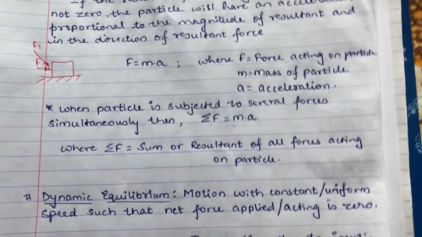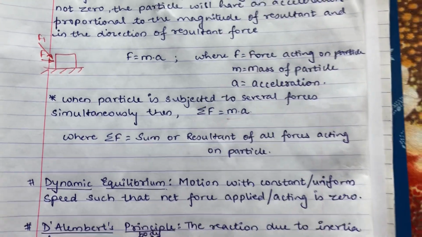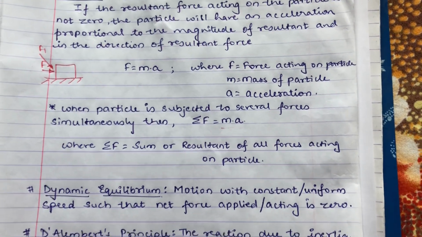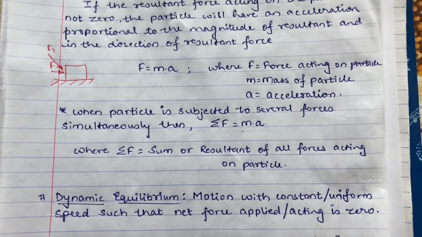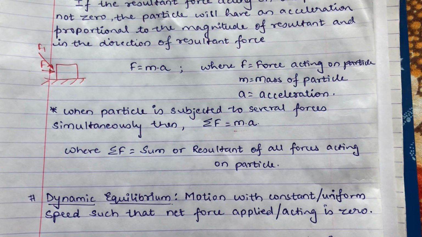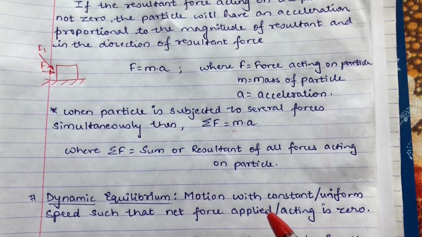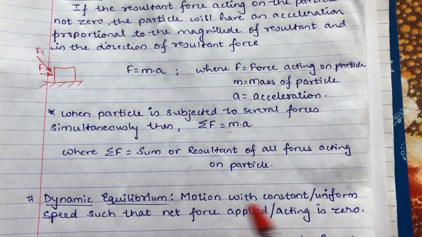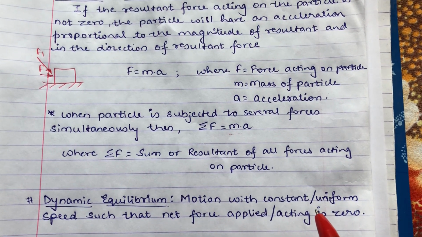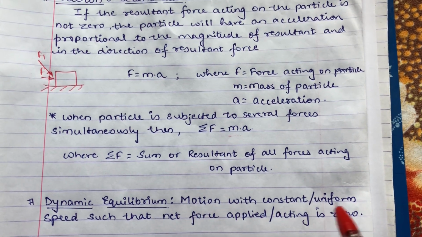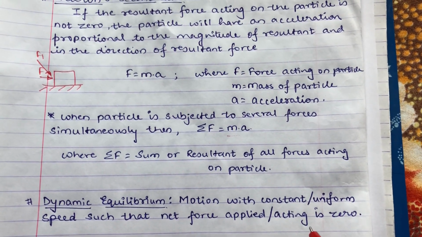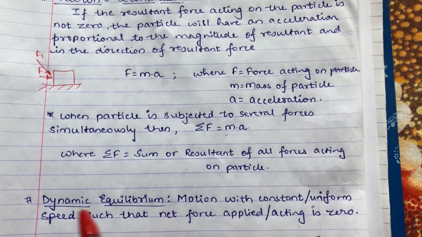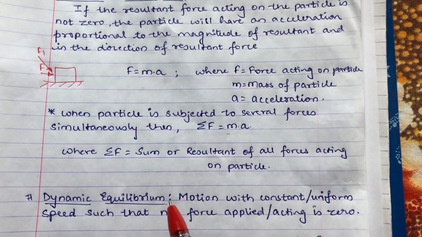Now coming to next is your dynamic equilibrium. What do you mean by dynamic equilibrium? Equilibrium attains at the time of the motion. Now how it will be attained? If the motion is happening for a constant speed, then we can consider that there is a dynamic equilibrium. So motion with a constant or uniform speed such that net force applied or acting on a body is zero, and then you can say it as a dynamic equilibrium.